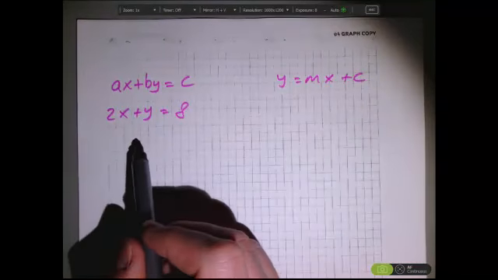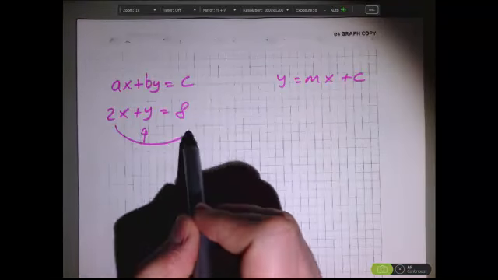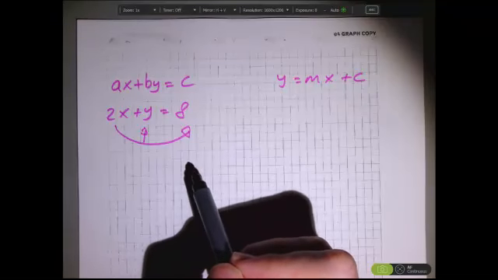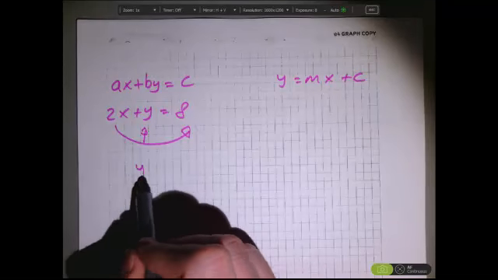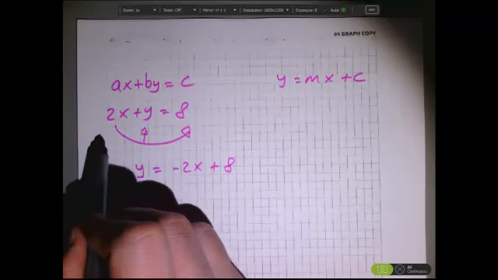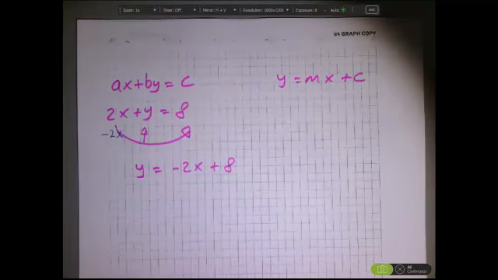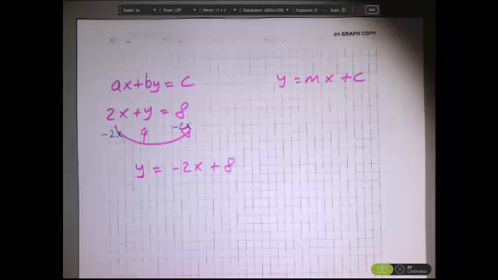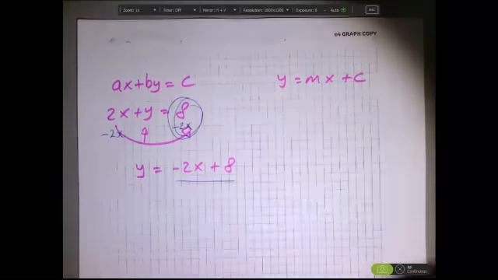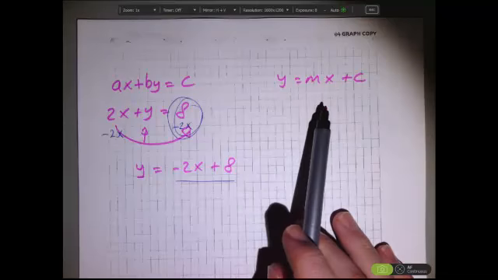To convert from the ABC version into the mx plus c version, just get y on its own. So in other words, the 2x is going to move. And obviously it doesn't just move, you take 2x from both sides. So y is equal to minus 2x plus 8. Just in case some of you are unclear here, I'm taking away 2x there. So what I do to one side, I must do to the other. And then I just choose to write this in a straight line. So that's converting from the ABC version into the mx plus c.